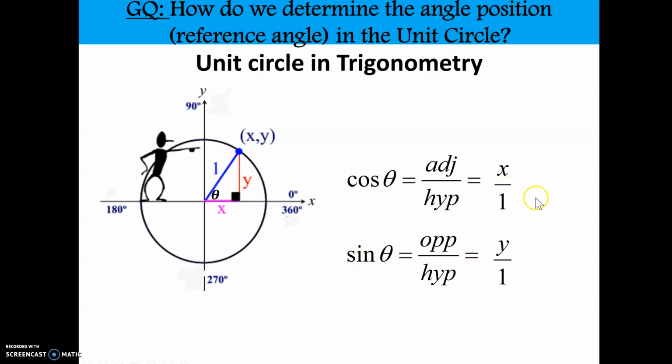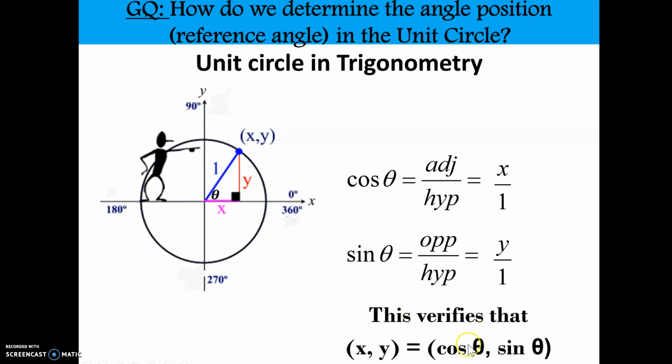So x over 1 is equivalent to x, so we can say that cosine of whatever this angle is going to be the x coordinate, and sine of whatever angle this is going to be the y coordinate. So this coordinate right here is going to be cosine of theta comma sine of theta. This verifies that x comma y equals cosine of theta comma sine of theta. So cosine is the x coordinate and sine is the y coordinate.